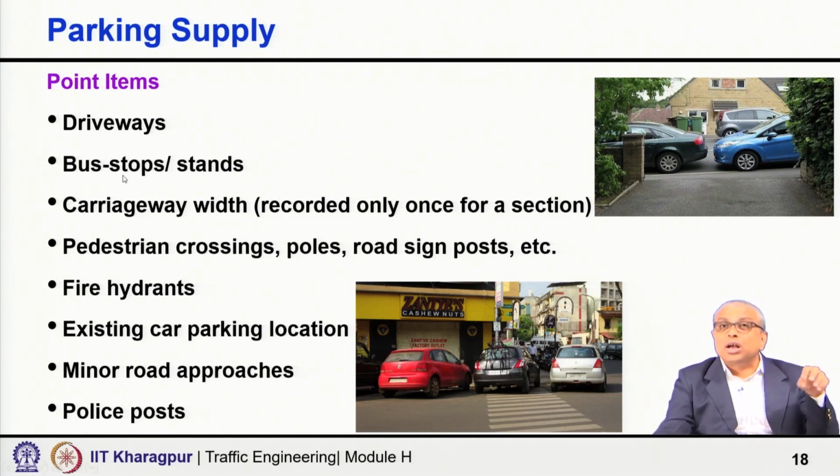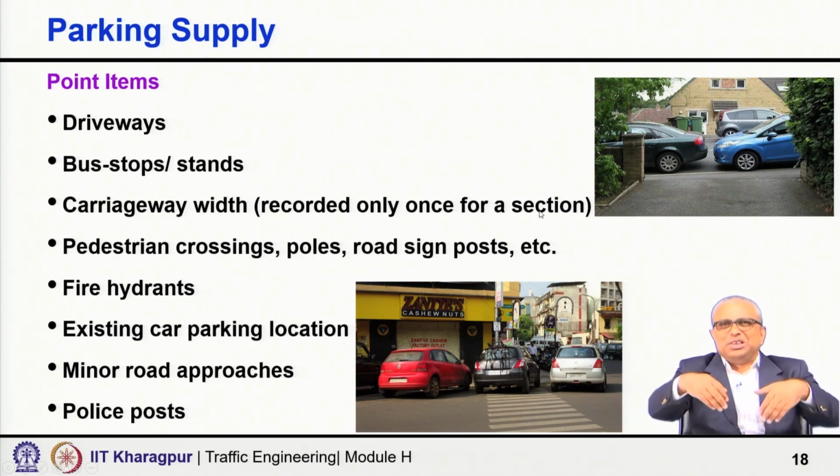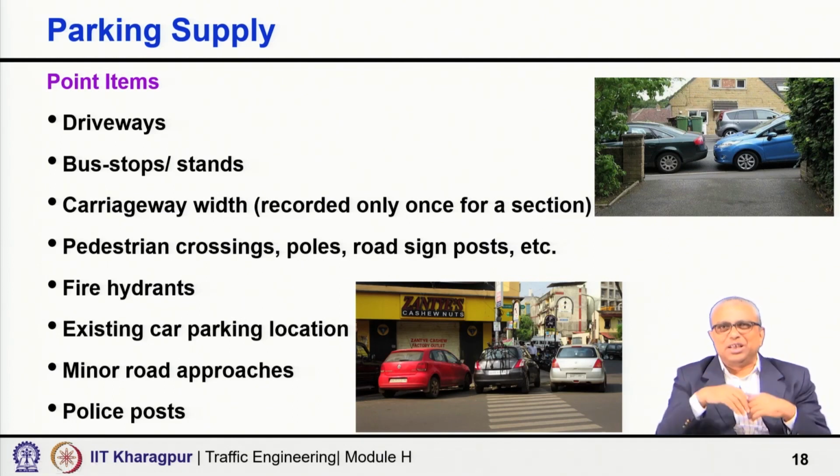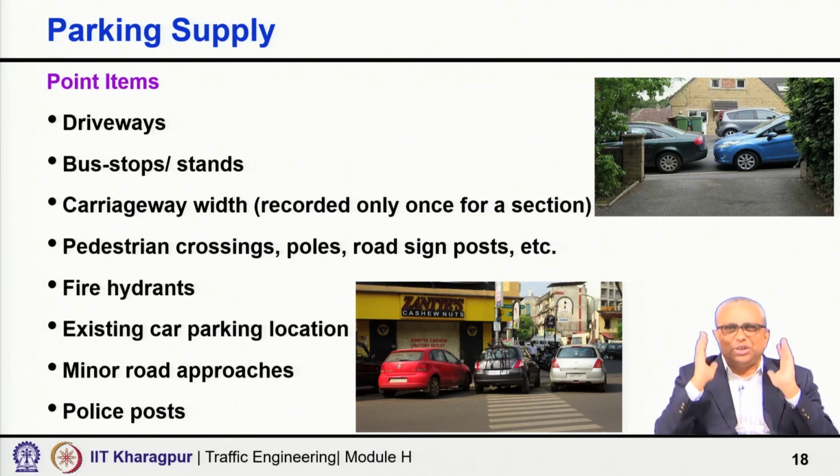Then number of point items: where are the driveways, because you cannot block these places, and where the bus stops are located. What is the available carriageway width? I have said carriageway width is a point item, because we record it only once. You do not record it every 2 meters or 5 or 10 meters. Wherever there is a significant change, you will record it again, but otherwise for a given segment or section of a road, you will probably measure it only once. Then where the fire hydrants are located, I must have all this information on my map. Then existing car park locations, where parking is allowed, and how the traffic is operating with that.